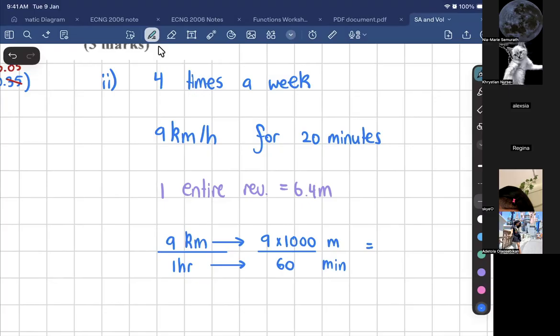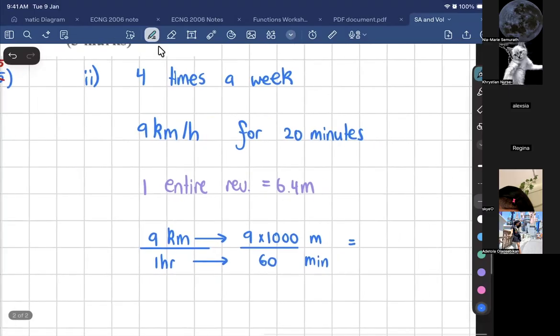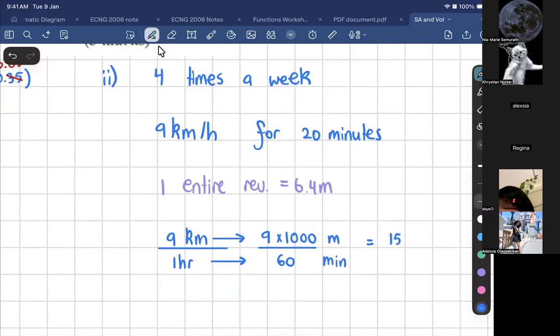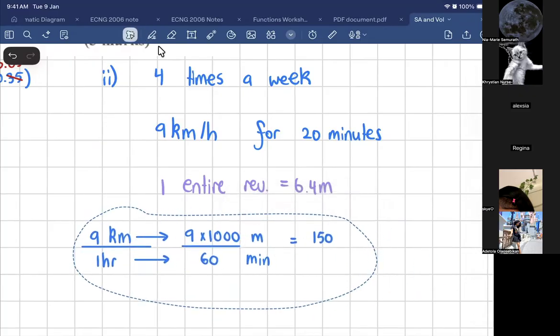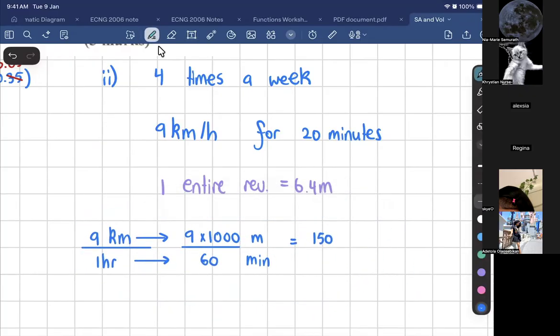150. So let's try to understand what I mean, right? So it's 150 what? Tell me the unit. What is the unit? So the units before were kilometers per hour, but what did we change the kilometers to? Meters. Right, so 150 meters per what? Minutes. Exactly.